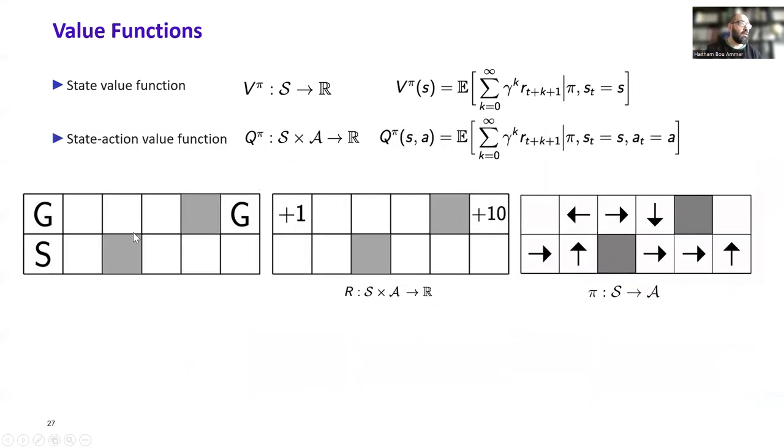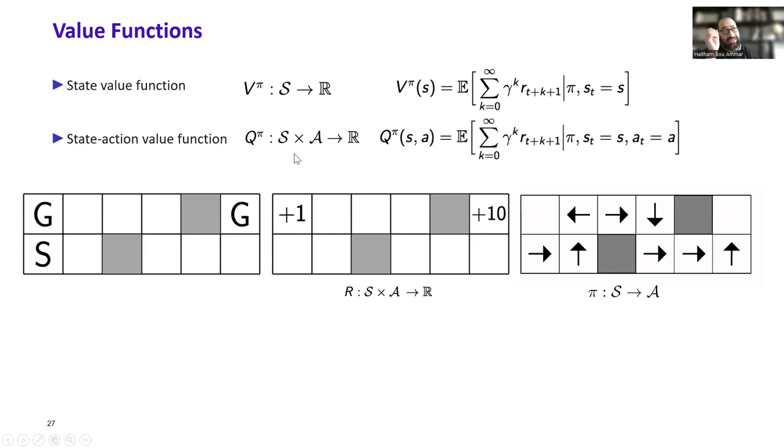Okay. Now, apart from the value function, there is something else we are interested in in reinforcement learning, which is called the state action value function, or what you know as the Q function. The Q function is a mapping not from S to R, but from S cross A to R. So it needs to take two things.